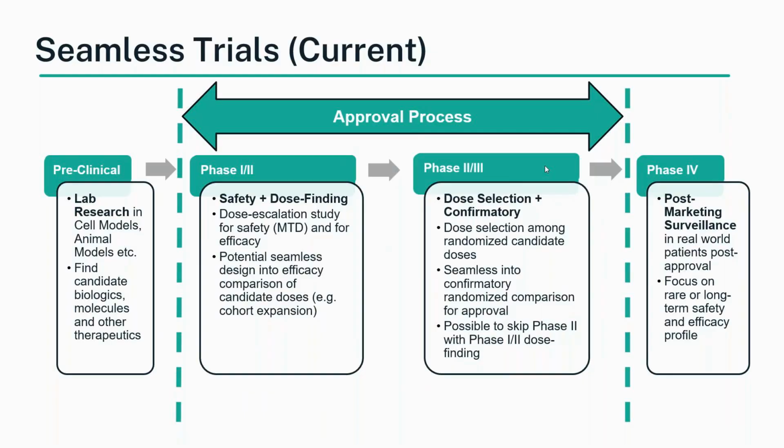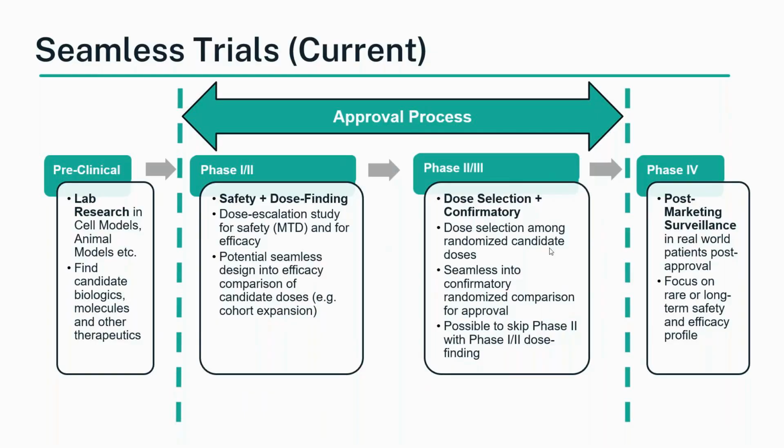And in theory, one could go from phase 1, 2 directly to phase 3, and that does occur in some situations if there's sufficiently good evidence, or if the sponsor wants to take some degree of gamble, as it were. But I think this is, based on what we're doing right now, the kind of idea of what a seamless trial might look like.